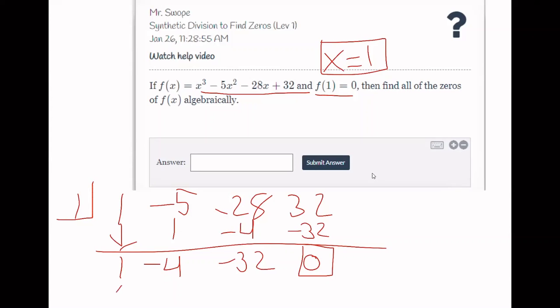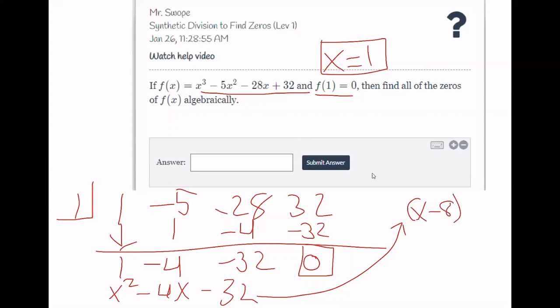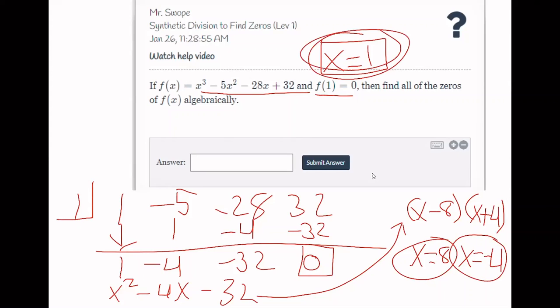But so this would be x squared minus 4x minus 32. And you want to see if you can factor that. If you can, awesome, you're good to go. If you can't, you're going to want to use the quadratic formula. But in this level 1 section, from what I've seen, it looks like everyone can factor out nicely. So what would multiply to negative 32 and add up to negative 4? Well, that would be x minus 8, x plus 4. So your other solutions would be x equals 8, x equals negative 4. And don't forget about the solution they gave you.